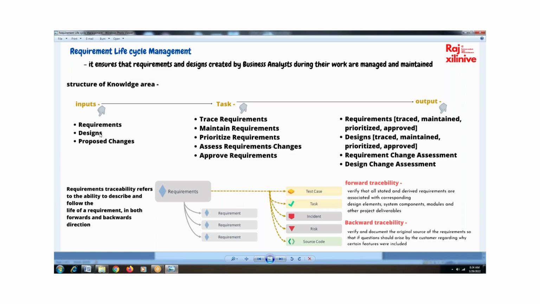This requirement traceability is again classified into two different parts. One is forward traceability, second is backward traceability. What is forward traceability? Forward traceability majorly verifies the requirements that connect to the designs, meaning what design elements we have, and at the same time what different components we are using for the system: technical hardware and software components.